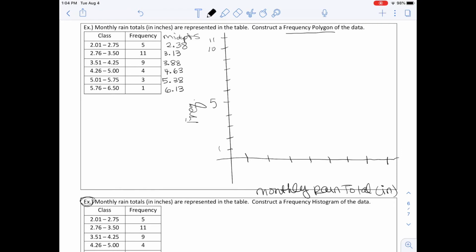So the first midpoint that we have is 2.38. The next one that we have is 3.31, 3.13. And I'm just going to go ahead and take all of those that we calculated already and put them in on my graph.